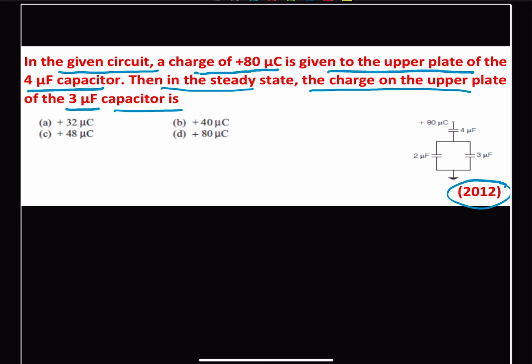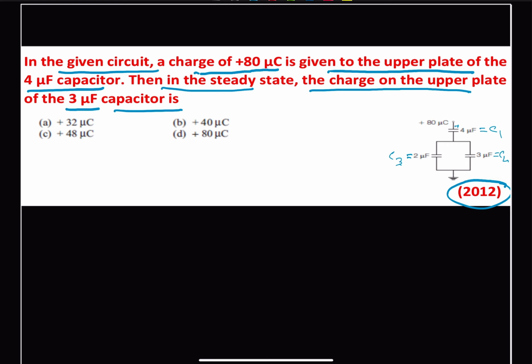A basic circuit is given to us. We have a 4 microfarad capacitor, let us call this C1. Charge on the upper plate is given as plus 80. We have 2 capacitors: 3 microfarad, let us call this C2, and 2 microfarad, let us call this C3. We have to find the charge on the upper plate of the 3 microfarad capacitor in steady state. Here C2 and C3 are parallel with each other.